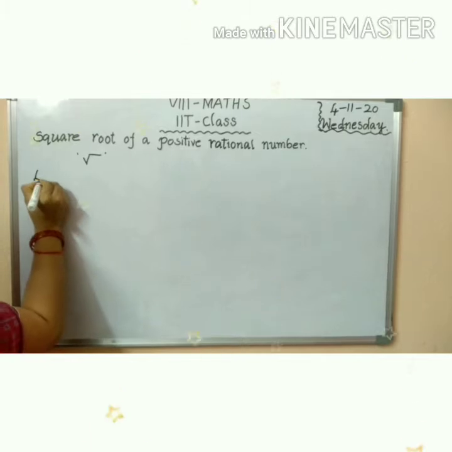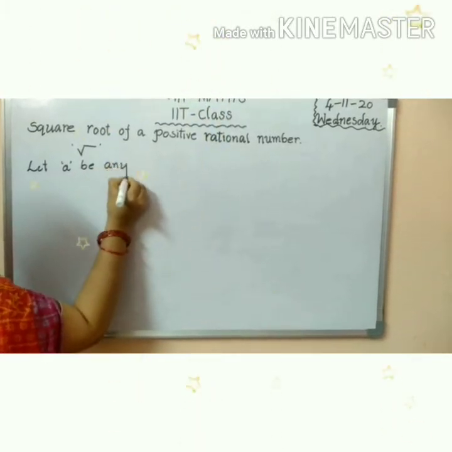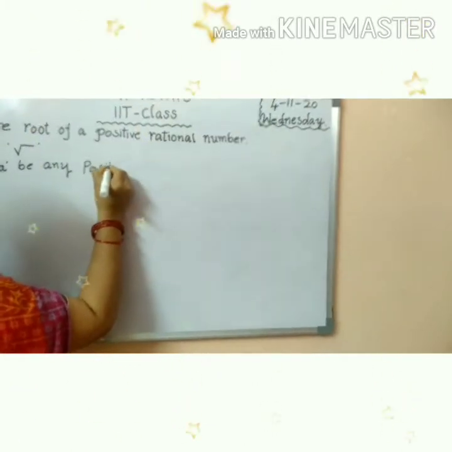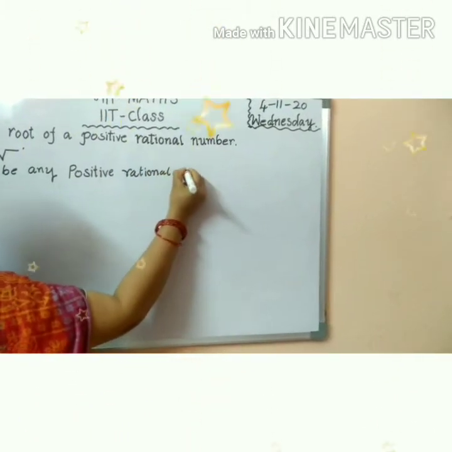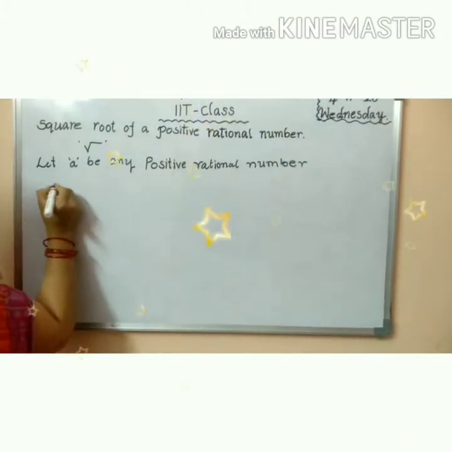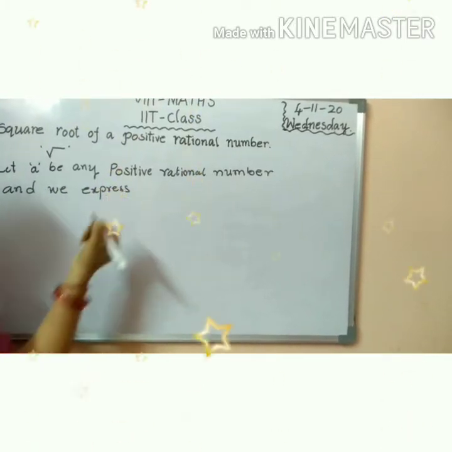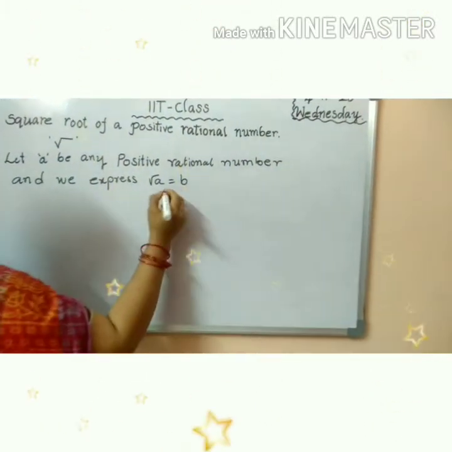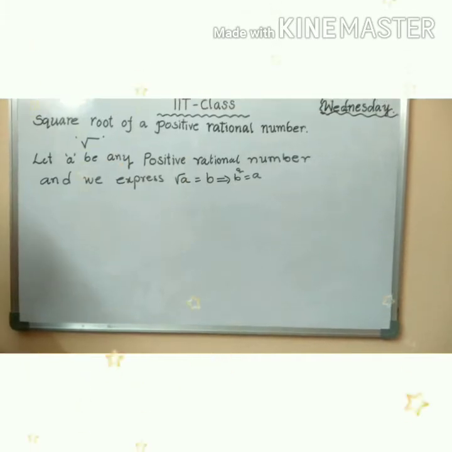Let A be any positive rational number, and we express root A equal to B. That implies B square equals A.